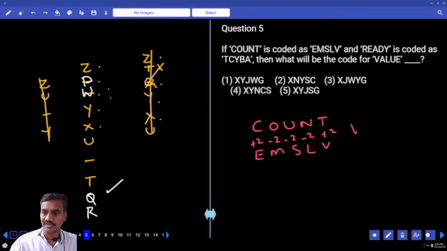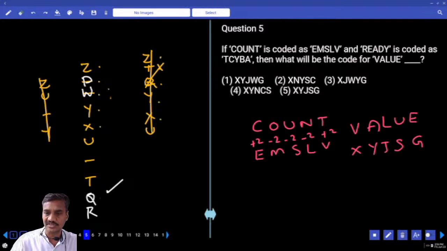And in the same way, what will be the code to the word value? First and the last plus 2: V plus 2 is X, E plus 2 is Z. The remaining minus 2: A minus 2 is Y, L minus 2 is J, U minus 2 is S. X, Y, J, S, G. Choice for question number 5.